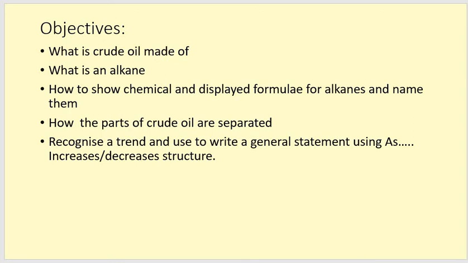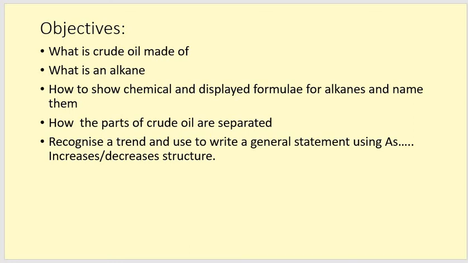Right, objectives for this unit of work. To know what crude oil is made of, to know what an alkane is. That's a new word, you need to learn it, you need to be able to spell it. It's really important you get the spelling right, A-N-E, because there's another type of compound that's very similar. It's got a different spelling, E-N-E, and if you get the spelling wrong, then everything else will be wrong. So that is a really key word to learn the spelling of.